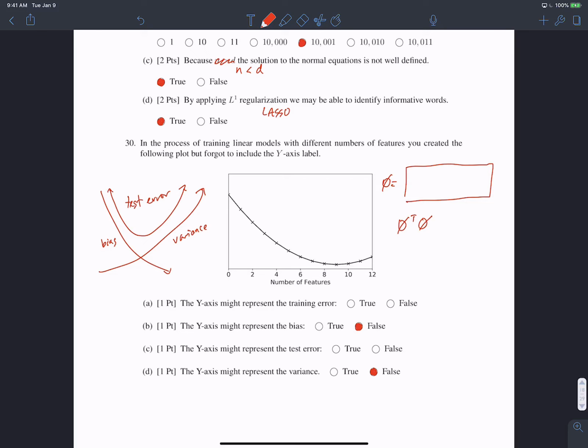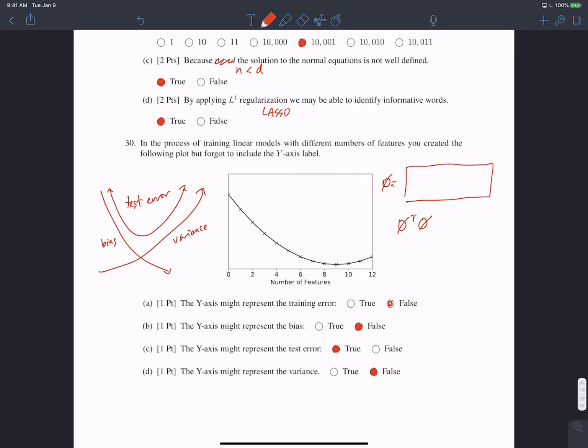Could it be test error? And so for this one, it's actually true because it sort of follows this diagram that we've seen before in lecture, right? Our test error will decrease until we get to some optimal number of features and then start increasing again. Okay? And could it possibly be the training error?